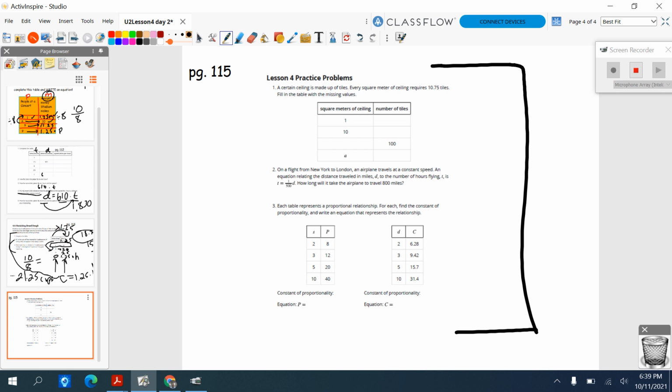So I have to read this first because I'm looking at the table and not enough information is filled in on the table for me to do anything. So it must be in the words, the directions. A certain ceiling is made up of tiles. Every square meter of ceiling, so it says every square, but that means every 1 square meter of ceiling requires 10.75 tiles.